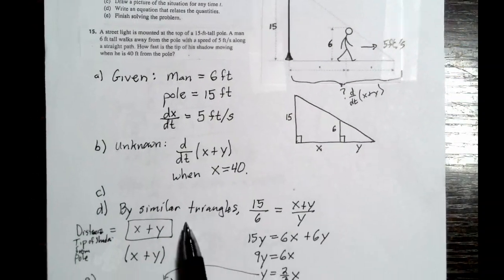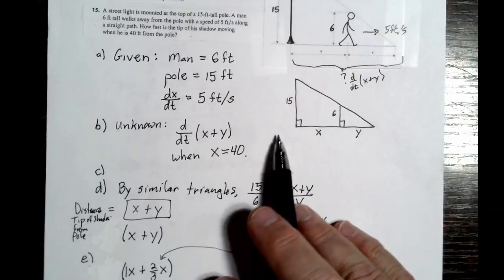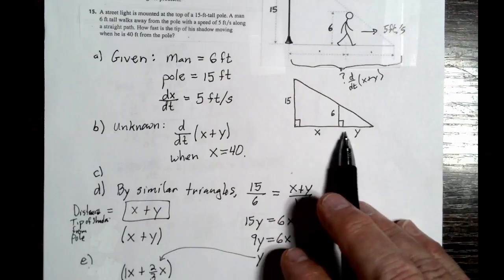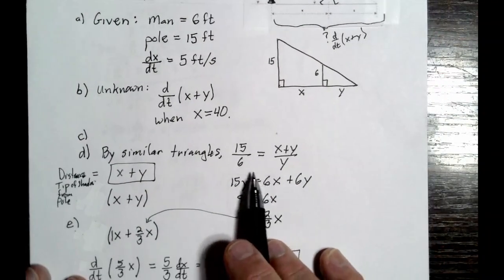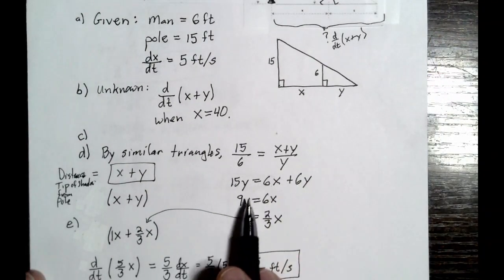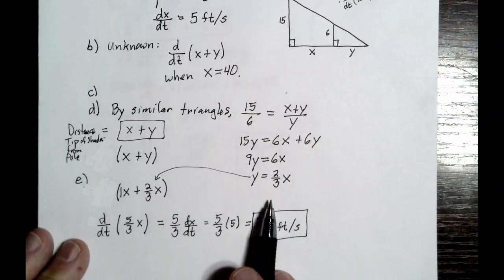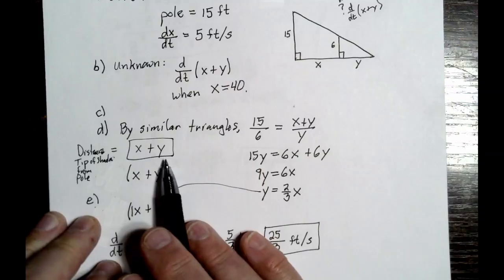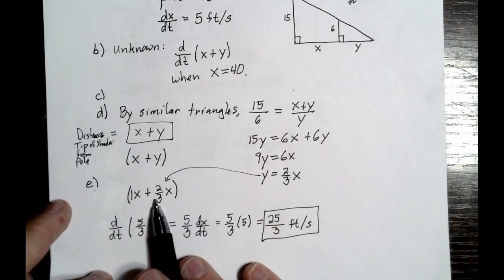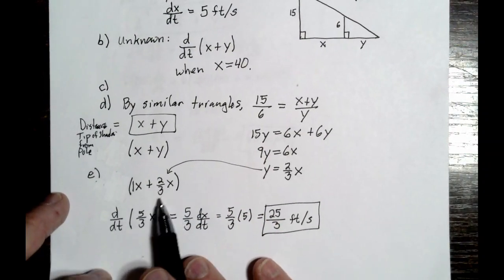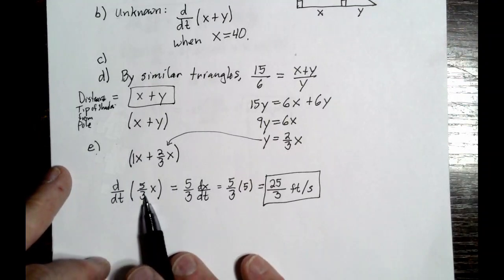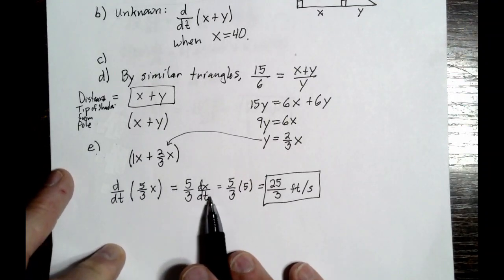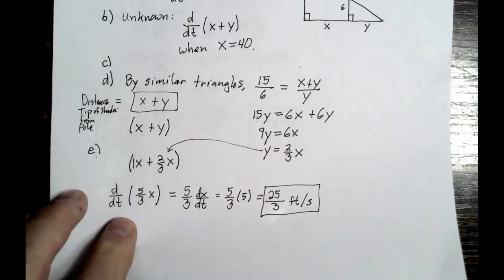Alright? Well, by similar triangles, you can say 15 relates to 6 as x plus y relates to y. And when you cross multiply and solve for y, you get y equals 2/3 x. Now, if we're looking for the rate of change of x plus y, we can write x plus y in terms of x plus 2/3 x. And so we're looking at the rate of change of 5/3 x, which is just 5/3 x prime. We know what x prime is, it's 5, and so we get our answer that way.